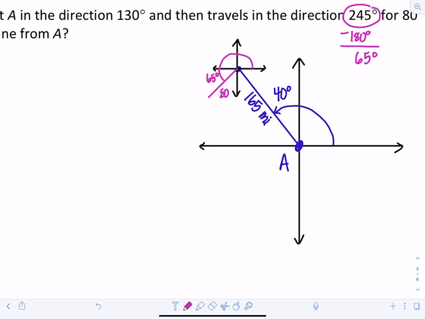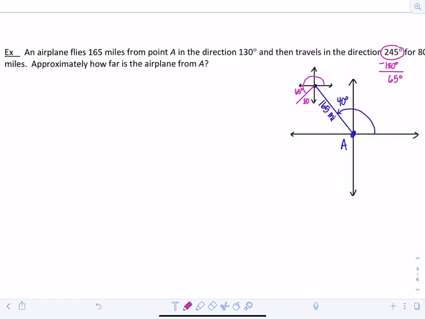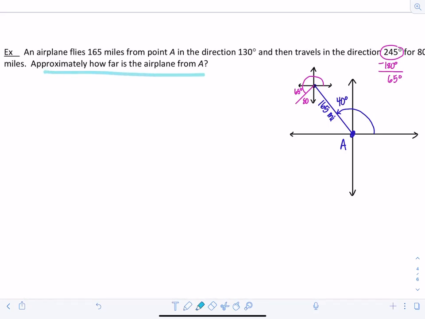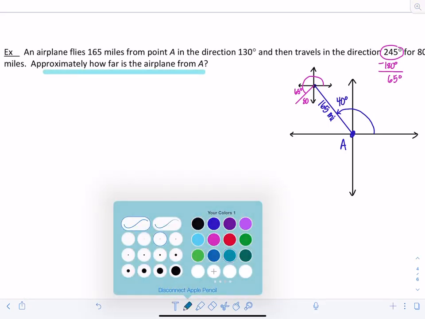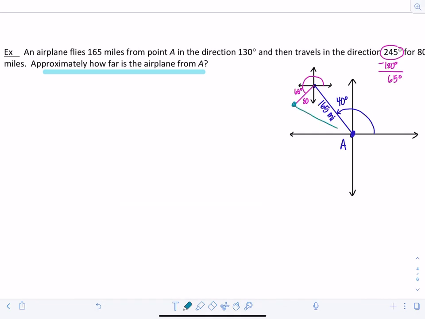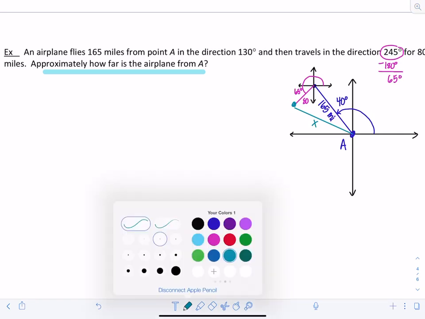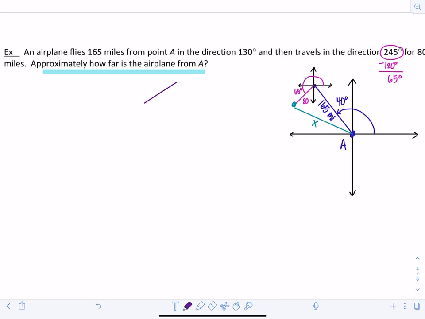Okay? And then the last part of the problem says, approximately how far is the airplane from A? So what they want to know is, here's the airplane now, how far is it from A? What's this distance? Let's call it X. Okay, I'm going to draw this triangle again without the coordinate axes so we can focus on labeling it better. So I have this side here, that's 80. I have this side here, that's 165. And then I need to figure out what X is. Okay, I'm going to put the 80 outside actually so you don't think it's an angle.